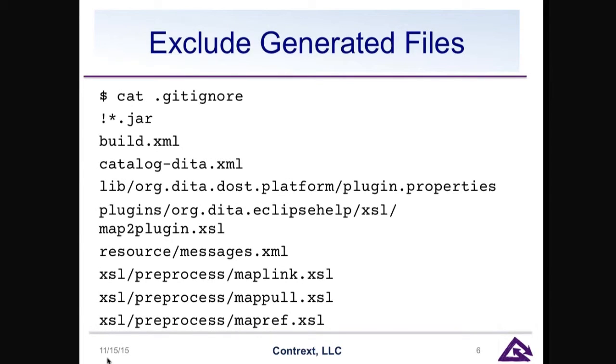Be sure, however, to exclude the generated files, right? Because when you run the integration process, there's a number of files that get generated or regenerated. And you don't want to commit those, because if you do, it will cause you pain. And this is a listing of my actual git ignore file from my Open Toolkit.